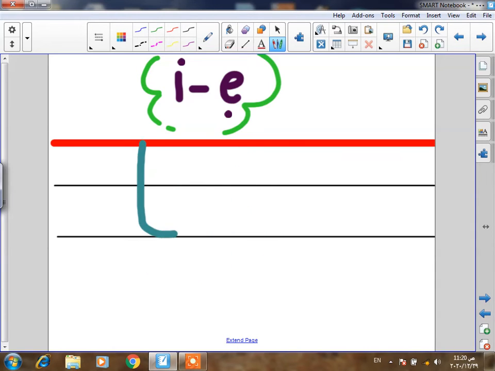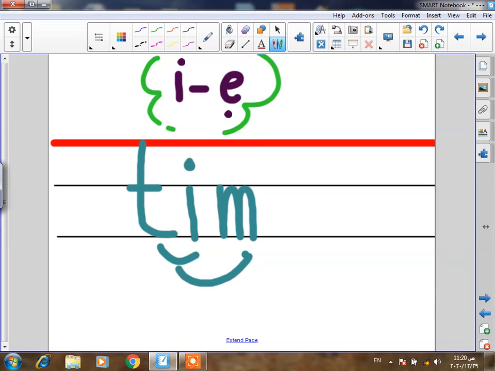Okay, kid one, what sound is this? T. E together or ti. What sound is this? M. What sound is this? E. Magic e. We write it and we don't say. E jumped on e, it said oi. Time. Okay, kid one, let's read together.